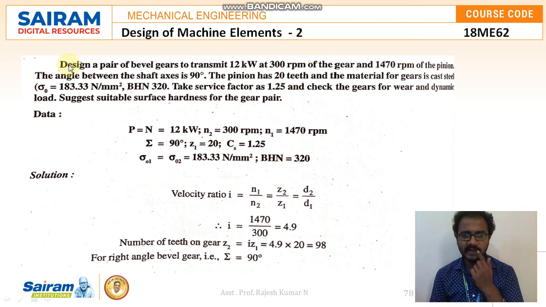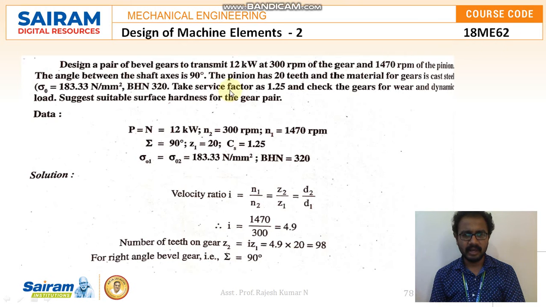The question given is: design a pair of bevel gears to transmit 12 kilowatts at 300 rpm of the gear and 1470 rpm of the pinion. The angle between the shaft axes is 90 degrees. The pinion has 20 teeth and the material for the gear is cast steel. The properties are given: allowable stress is 183.33 and Brinell hardness number is 320, and take service factor as 1.25. Check the gears for wear and dynamic load. Suggest suitable surface hardness for the gear pair.